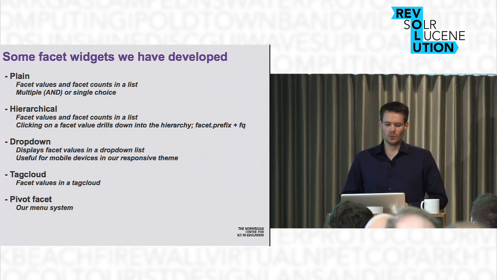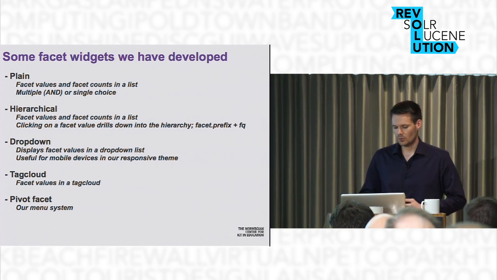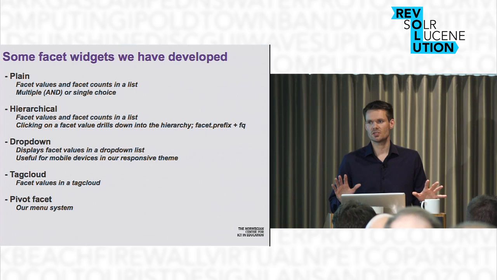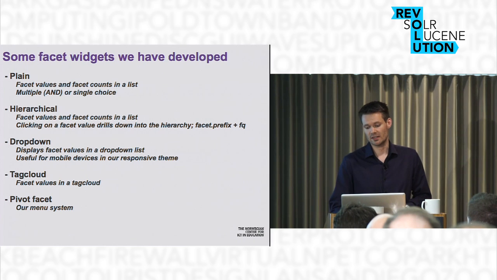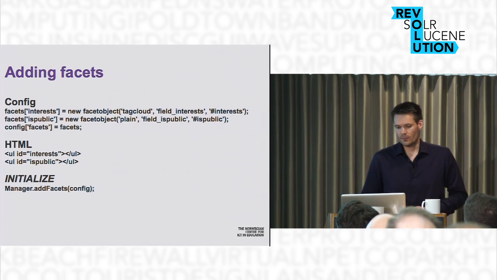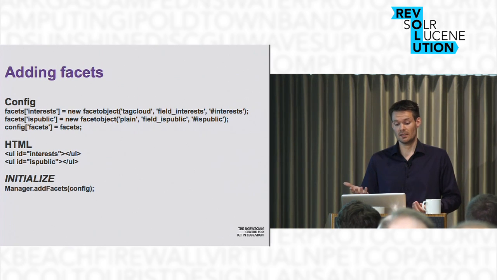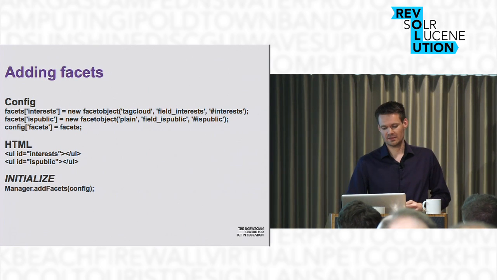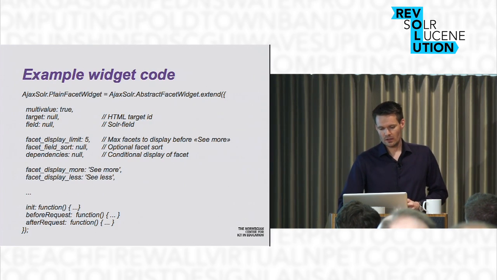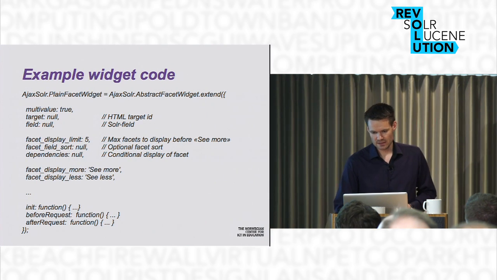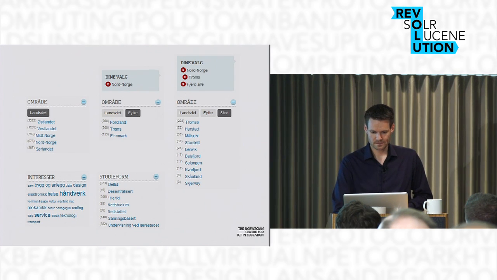We created drop-down widgets, tag cloud widgets, and pivot facet widgets. So if you want special functionality with Ajax Solr, it's very flexible. You can do whatever you want. You just have to code it, and it isn't that hard really. For us, adding a facet is a matter of, this adds 2 facets, and you have like 6 lines of code. Sorry. So I mean, it's really flexible and easy to implement. This is an example of a widget. I'll just skip past it because it isn't that important at this stage. This I'll show in a demo.